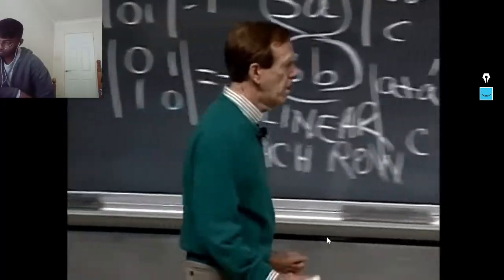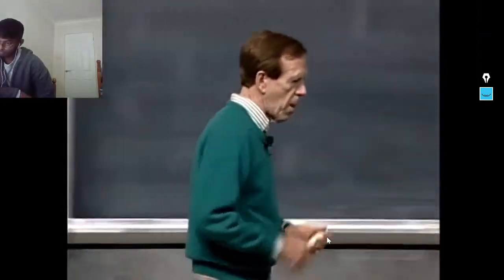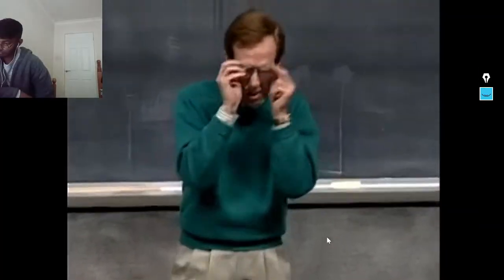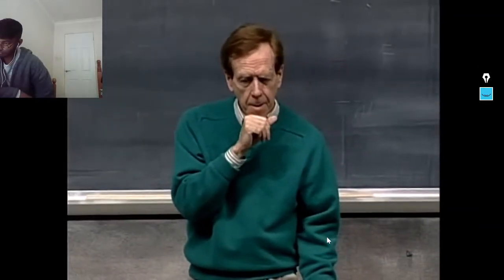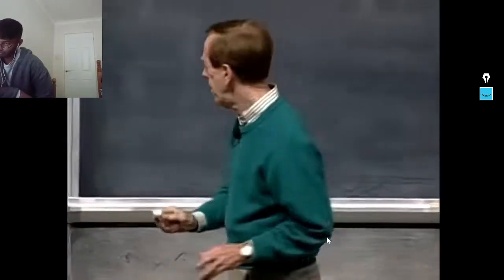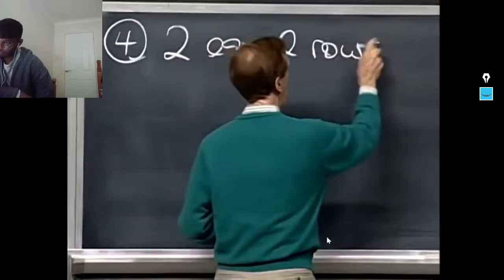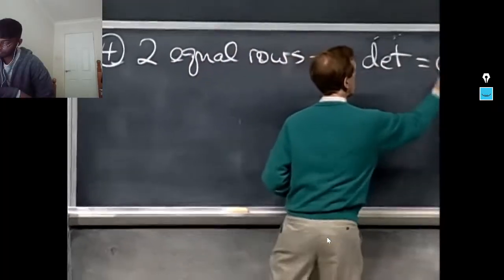Let me take an example. What would I like to learn? I would like to learn that, so here's property 4. Let me use the same numbering as here. Property 4 is if two rows are equal, the determinant is 0. Okay, so property 4: two equal rows lead to determinant equals 0.